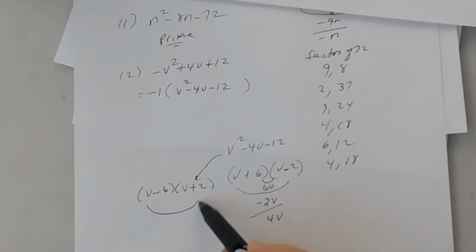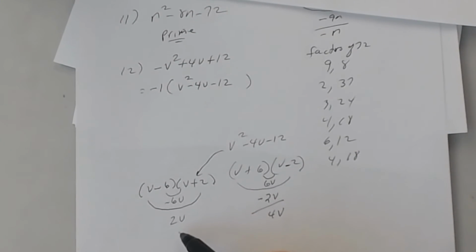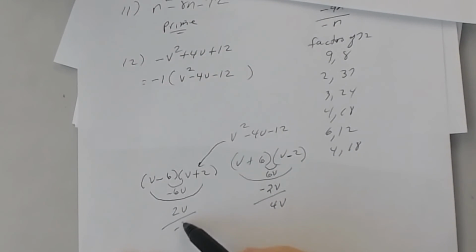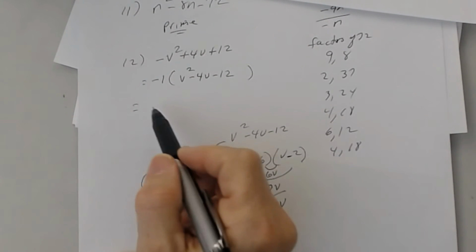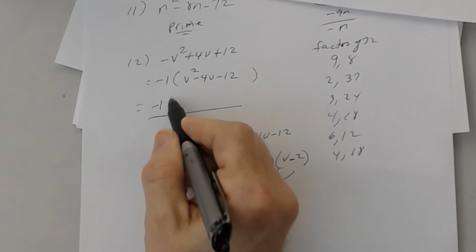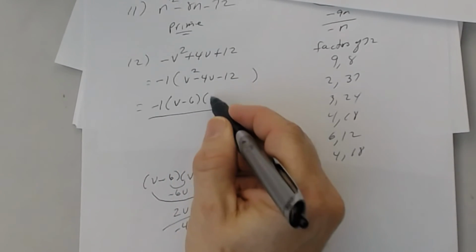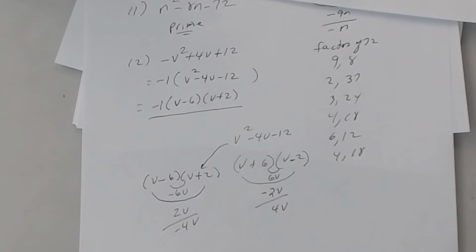And then again, just double check. You have time. Do the outer and the inner. The outer is 2v. The inner now is a negative 6v. And when we add them up, what do you get? Negative 4v, which is what you wanted. But the answer you're going to give me has to say what? Negative 1 times these two binomials. So v minus 6 times v plus 2. Okay?